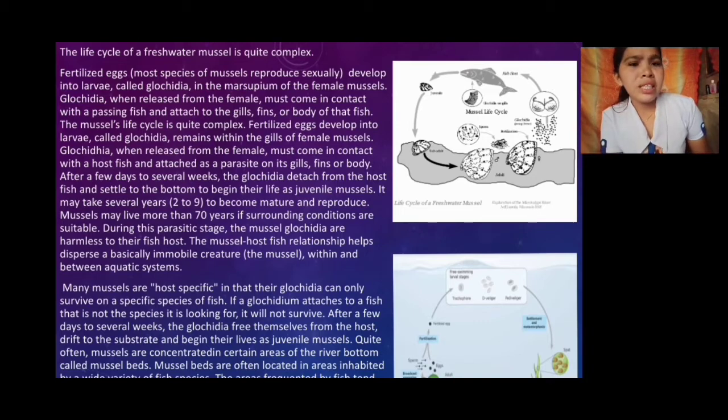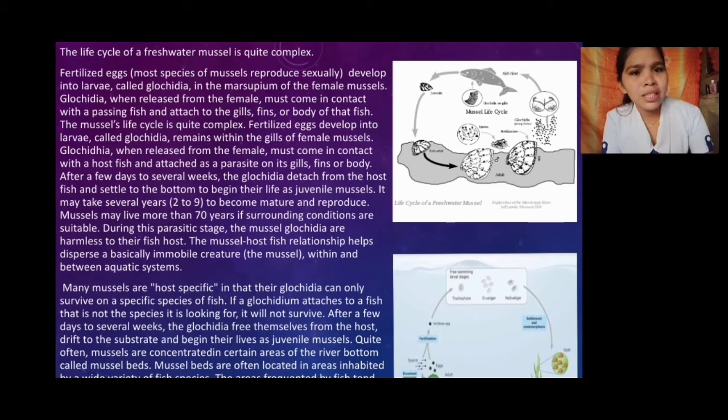Mussels may live more than 70 years if surrounding conditions are suitable. So, ang lifespan sa mussels, kanang 60 to 70 years, at magdepende ra po na sila sa good or bad habitat.